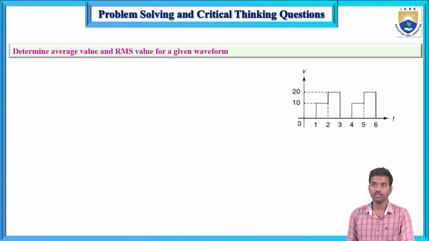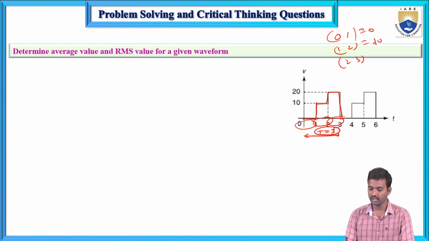This is also a square waveform, but not symmetrical, an asymmetrical waveform, a different type of square waveform. So what about the time period for this? First, determine the time period when you are calculating the average value and RMS value. This time period equals 3 only. Now the time period is divided into 3 parts: 0 to 1, 1 to 2, and 2 to 3. This value is 0, this value is 10, and this value is 20.